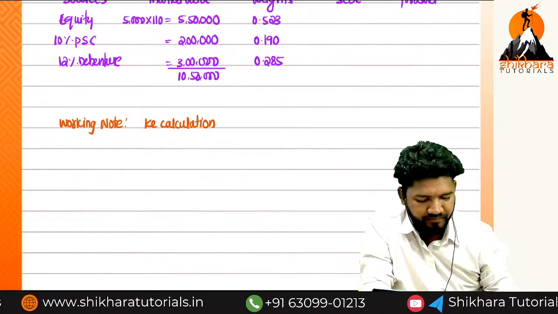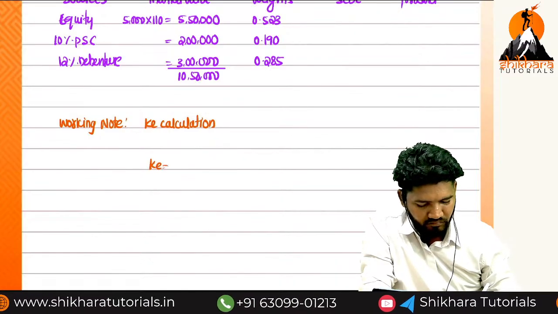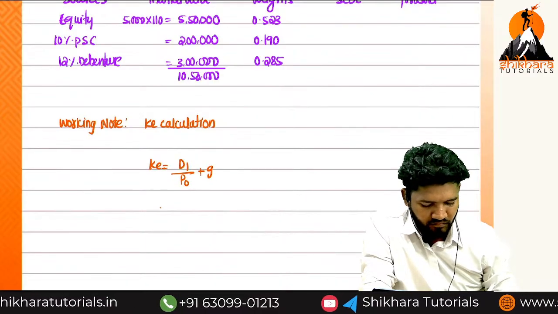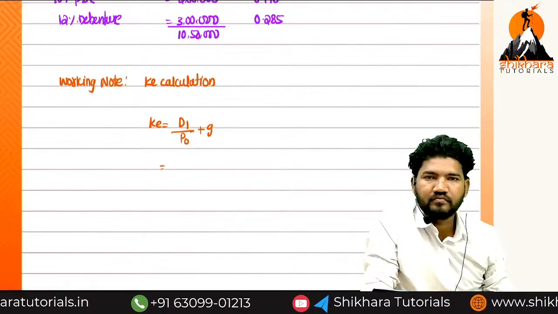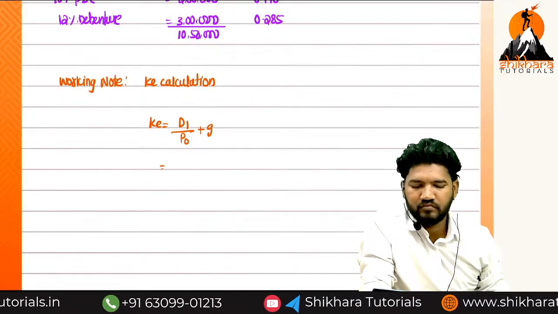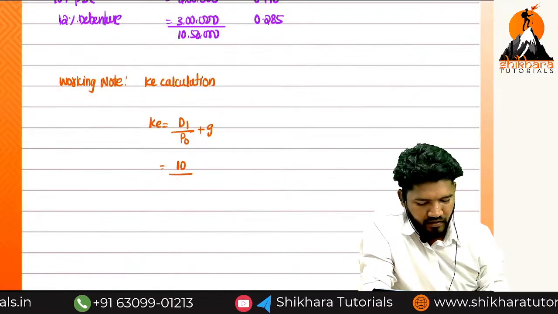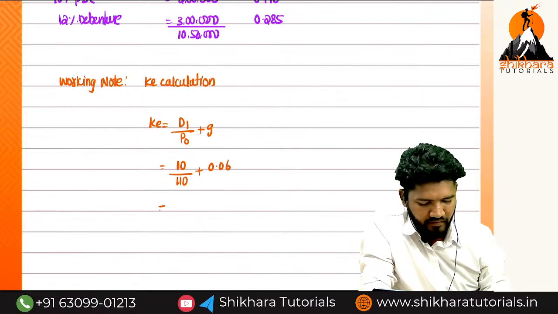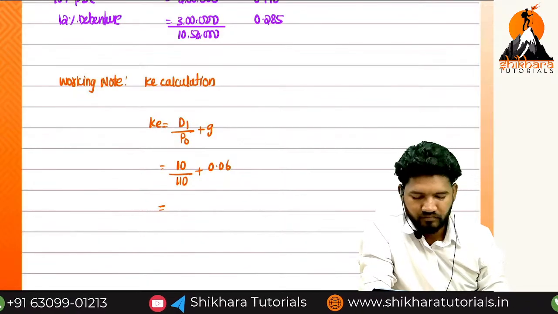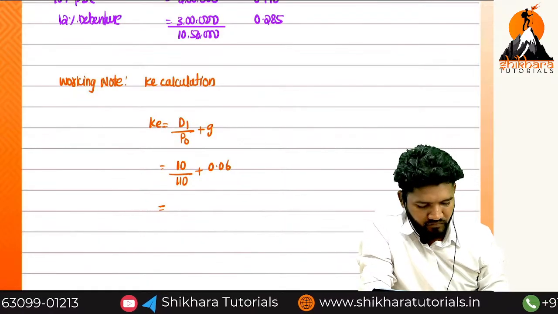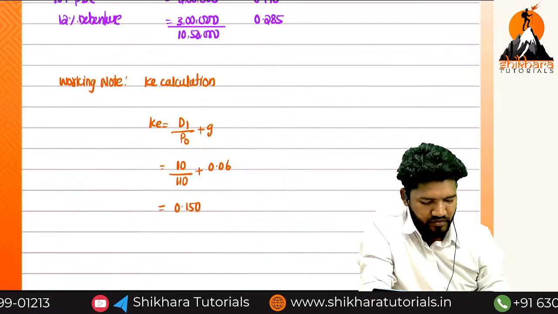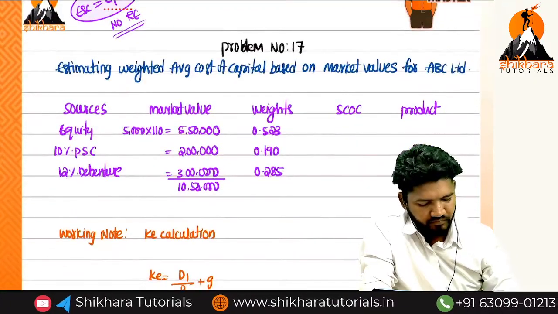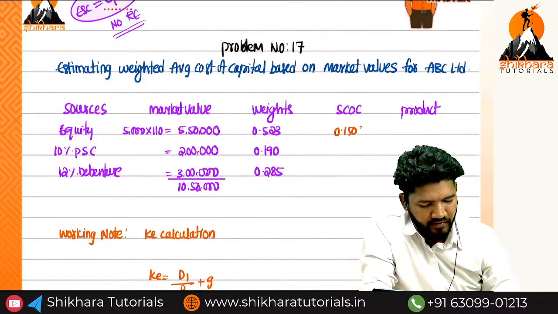KE calculation. D1 please. P0, growth. KE is 0.1509, about 0.150.